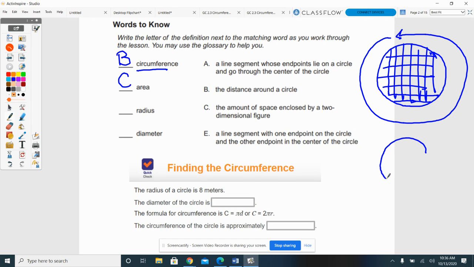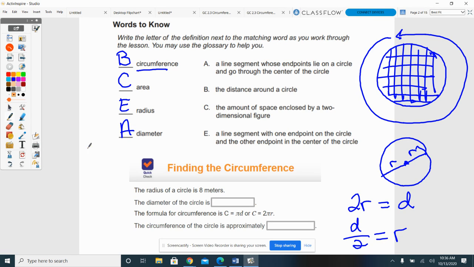A radius of a circle starts at the center and it goes to the edge. So one endpoint is on the circle and the other is on the center. That would be E. And then the diameter would be what you would get if you took one radius plus another radius, and it goes from endpoint to endpoint as long as it goes through the center. And remember, we said that 2 radii would equal 1 diameter, or if you took a diameter and you divided by 2, you can get the radius.